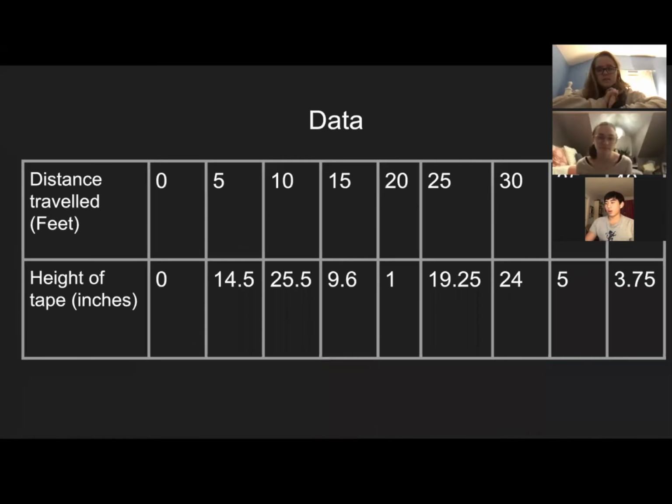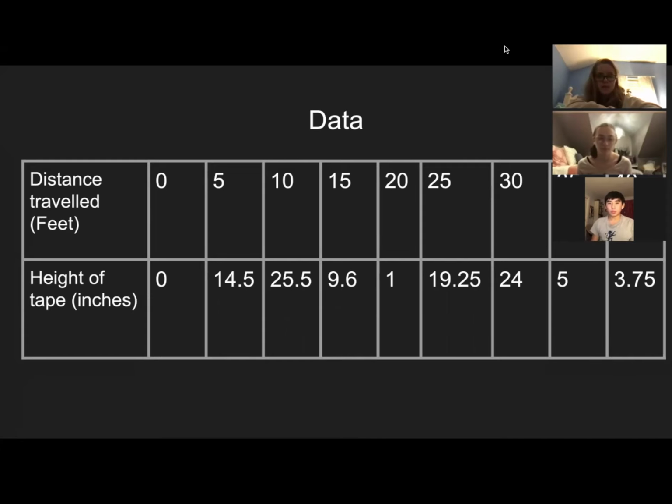Ryan's bike. The way we simulated this was I placed a piece of tape on my bike wheel and I rolled it along, and every 5 feet I would measure the height of the tape from the ground in inches, and this table shows that. So at 0 feet, we started with the tape at 0 inches, so on the ground. And then as we rolled, we went all the way up to 40 feet. And as you can see, it changes as the wheel rolls.